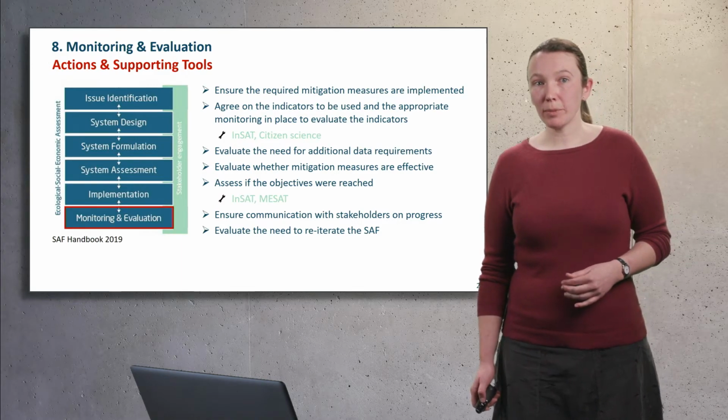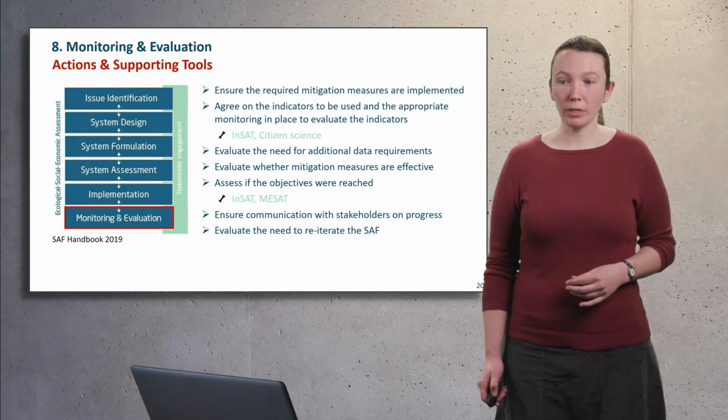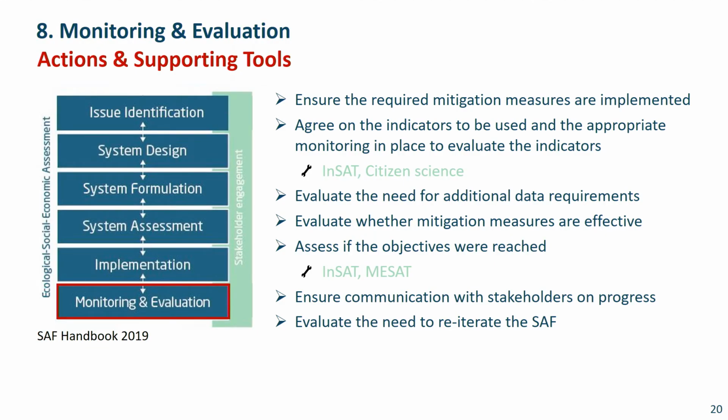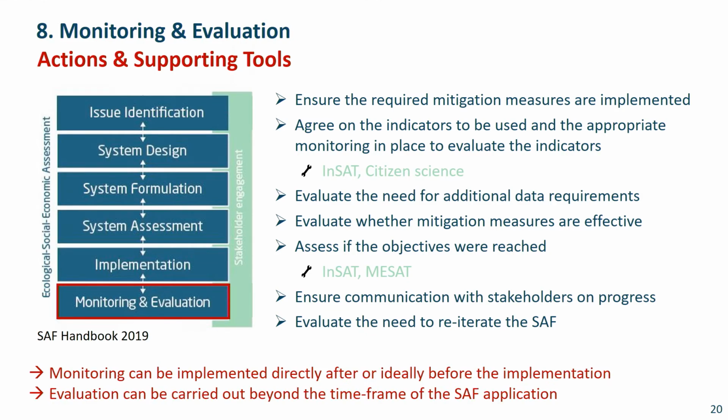The final step is then the monitoring and evaluation. And here you ensure that the required mitigation measures are implemented, you agree on the indicators used for monitoring, you evaluate the need for additional data requirements, and you evaluate whether mitigation measures are effective. You assess if the objectives were reached, and you ensure that the communication with the stakeholders on the progress continues. And in the end, you again evaluate if an iteration of the SAF is needed.